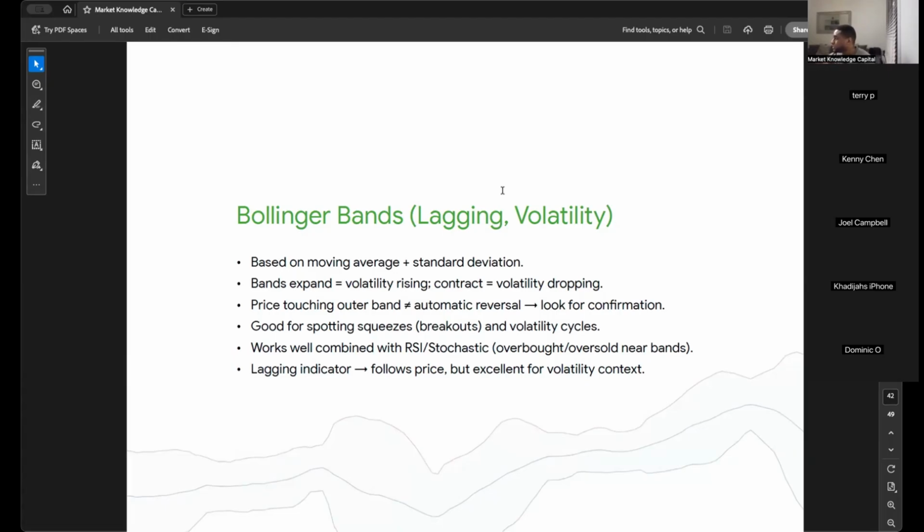Otherwise, it's going to leave me in a pretty bad predicament. And then I use Bollinger Bands as well. So what is a Bollinger Band? The whole point and purpose of a Bollinger Band is to get me to understand how much volatility we have going into the markets.